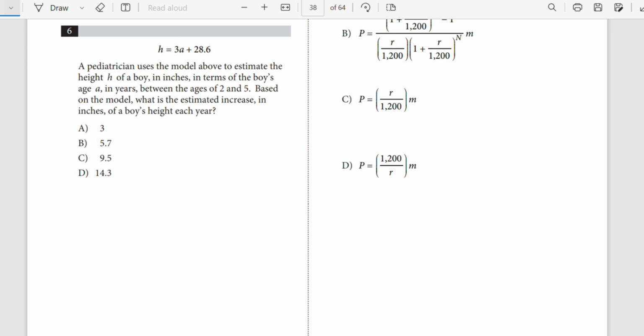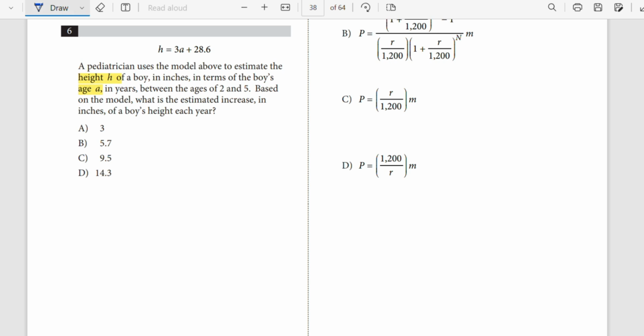A pediatrician used the model above to estimate the height of a boy. H is the height of a boy in inches, in terms of the boy's age A. So between the ages of 3 to 5, based on the model, what is the estimated increase in the boy's height in inches each year?